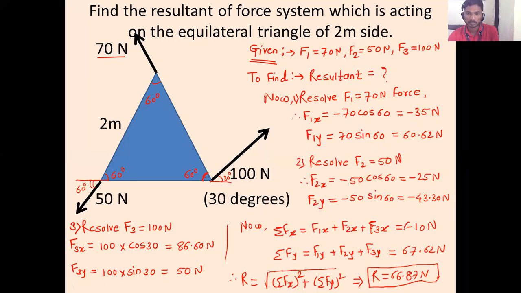So here this value is wrong. Yesterday's value is wrong. So here I can't erase, so I will write the new value here only. What is that? 26.6 Newton.